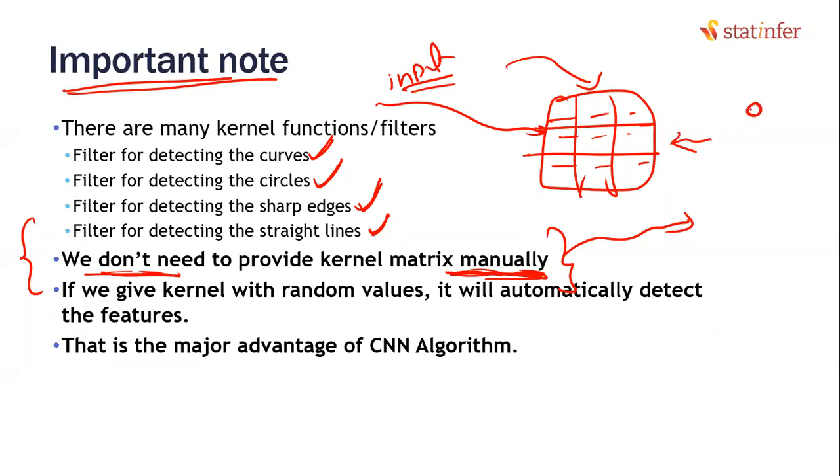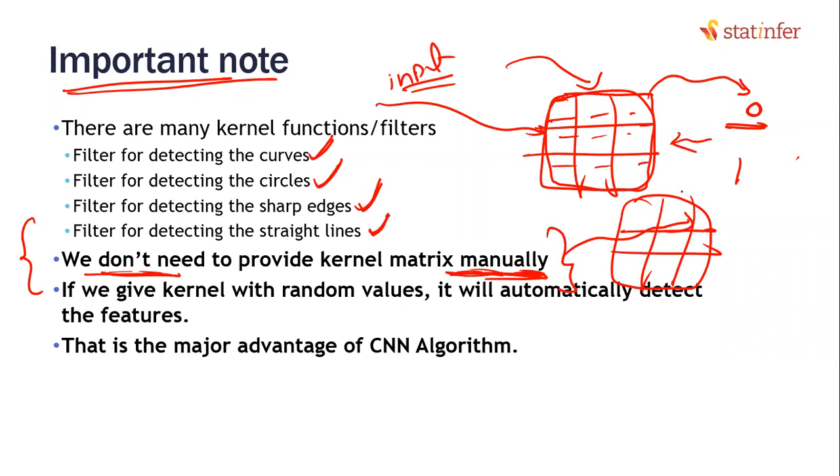If your image has circles, you don't need to provide the kernel matrix to detect circles. You just need to put a filter that will finally turn into a circle detection matrix. If you have horizontal lines in your images, you don't need to provide the kernel matrix that will detect them. You just need to configure the number of filters, like the way we configure the number of hidden nodes. Suppose your image is made up of 10 features, you give 10 filters. Each filter will finally turn into one feature detection matrix.